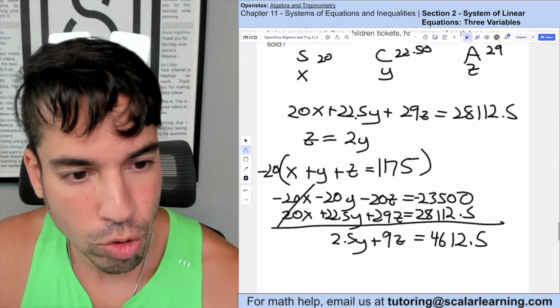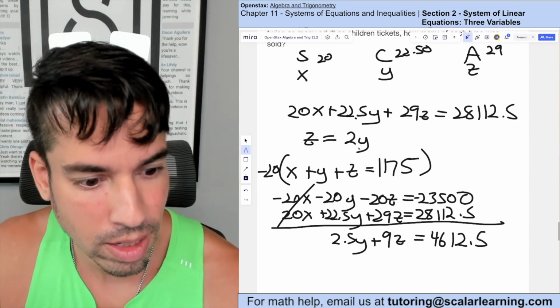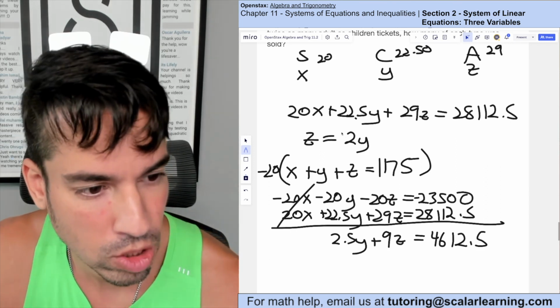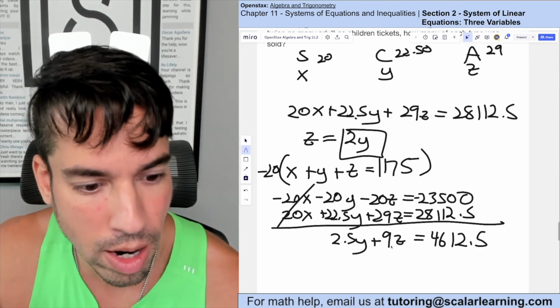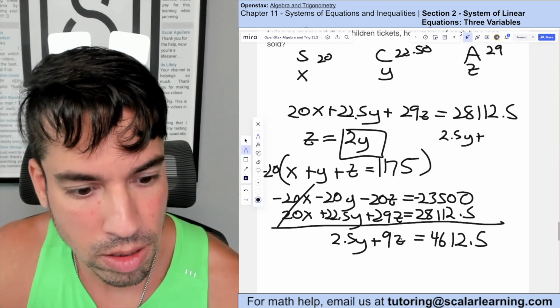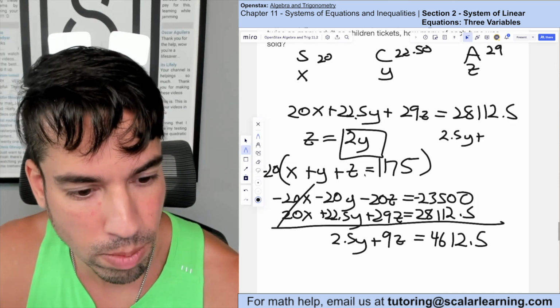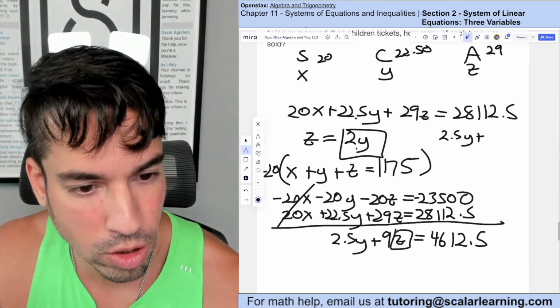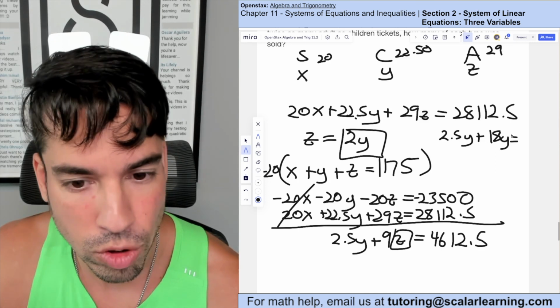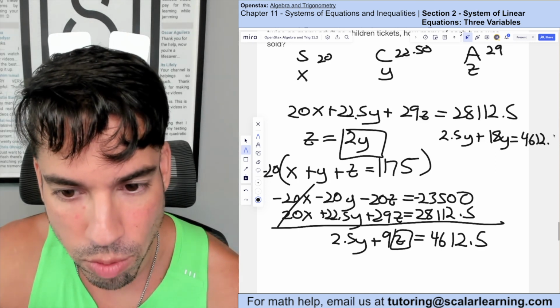And look at that, we got 2 great equations. We got this and we got this. And now I can use elimination, but substitution is going to be so great. I can just plop in 2y for z. So check this out. I got 2.5y plus 9 times 2y, right? Replacing the z with 2y. So 9 times 2y is 18y is equal to that number, 4612.5.